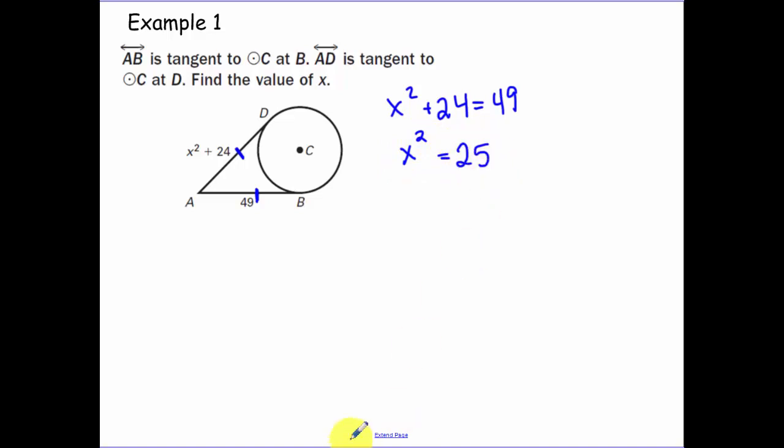Now remember, what undoes a square? A square root. Every time I square root, though, I need to remember that it's plus or minus 5. Because if you think about it, when I plug in negative 5 here and I square it, that's going to be a positive 25. 25 plus 24 is equal to 49.